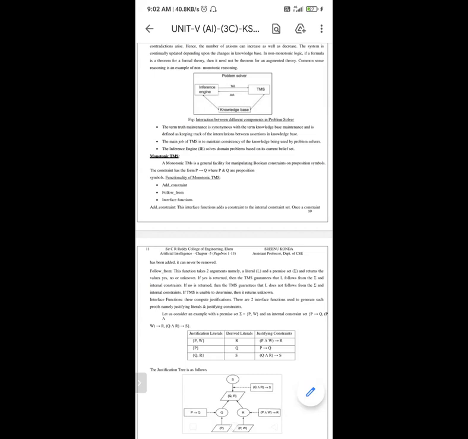Next, if no is returned, then the TMS guarantees that L does not follow from the sigma and internal constraints. So if it follows, you'll get yes. If it doesn't follow, you'll get no. Next, if the TMS is unable to determine, then it returns unknown. So either we get yes or no or unknown.